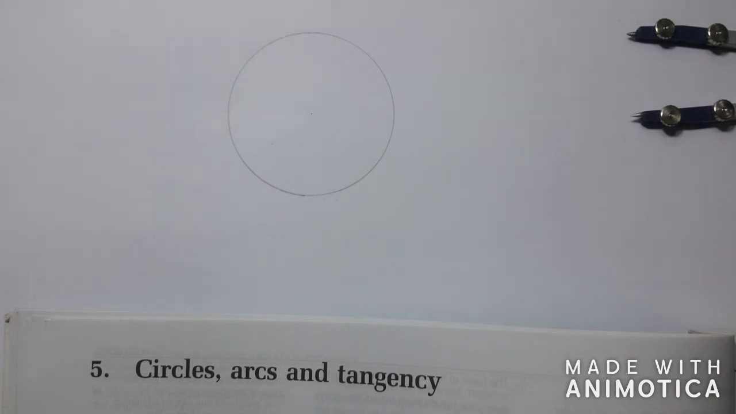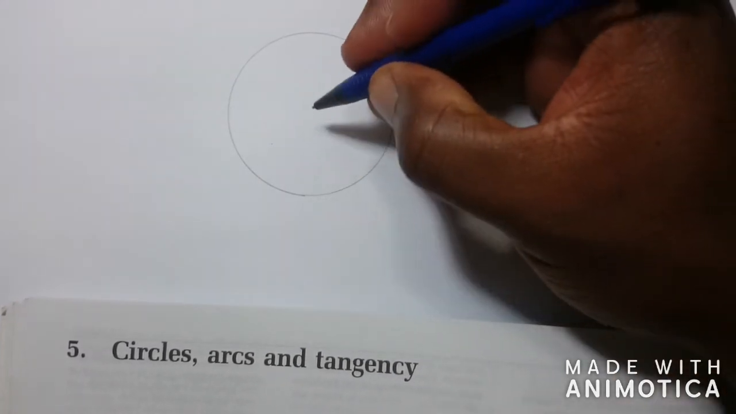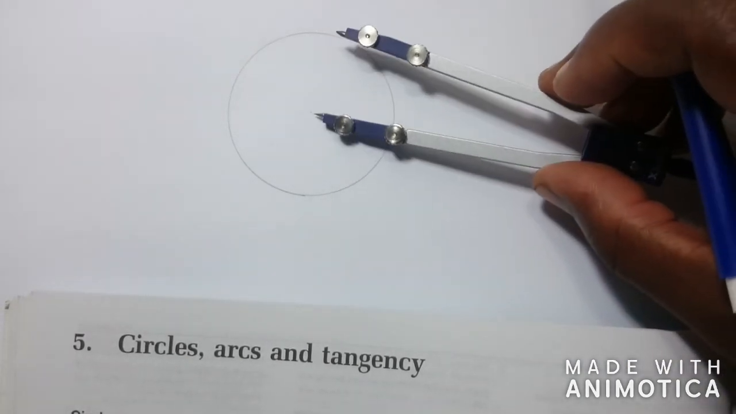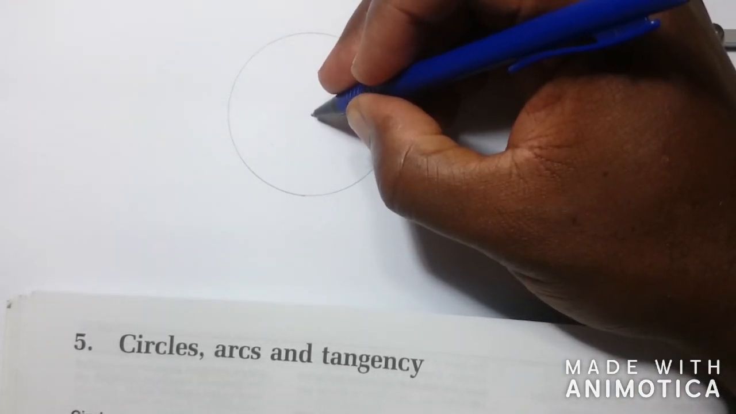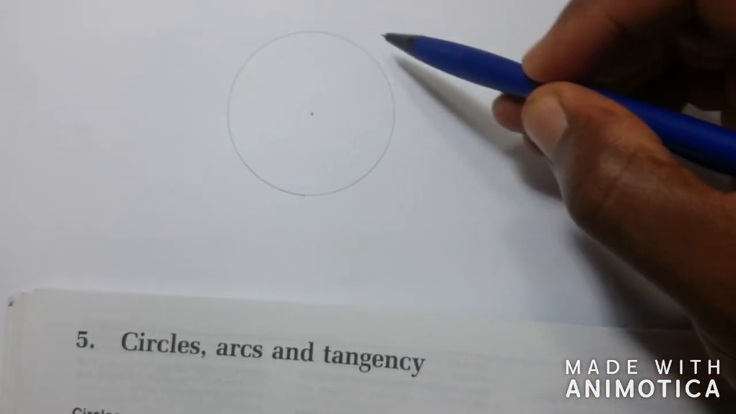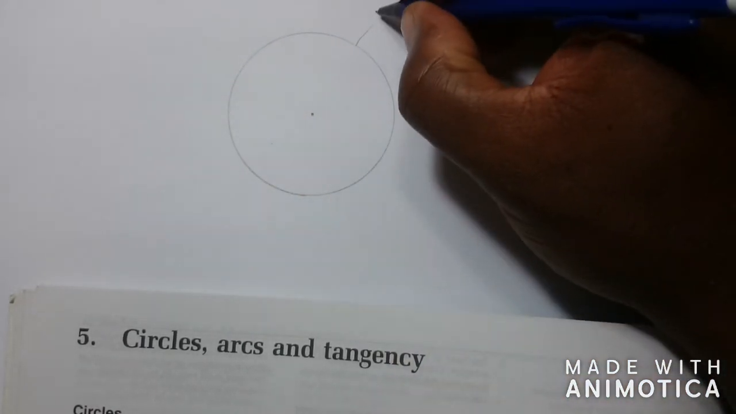Okay, so the first thing I want to point out is the center of the circle. The center of the circle is located where the point of your compass constructed the line. So your point was right here, so the center of your circle will be right here. Okay, and the distance from the center to the circumference, which is the line that you drew. The line that you drew is called the circumference.